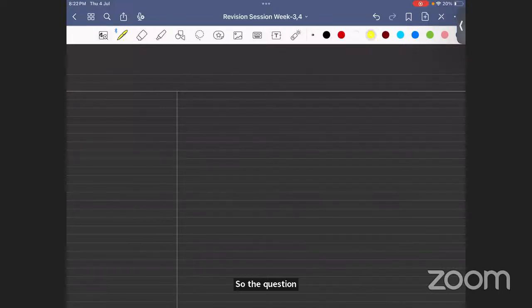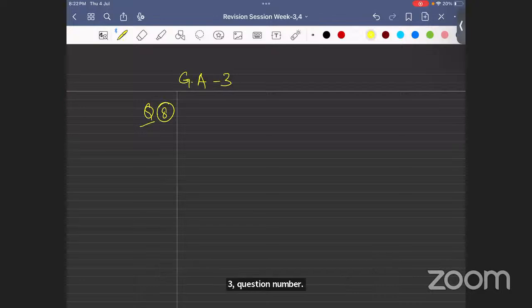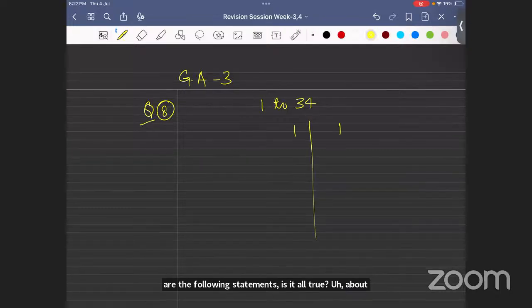So first 8, which question? Somebody is asking graded assignment 3, question number 8. Yes, sir. So what has been given here: in a deck, there are cards numbered from 1 to 34, such that the number of cards of a particular number in the deck is the same as the number on the card. Which of the following statements is or are true about the mean? So one card is occurring once.